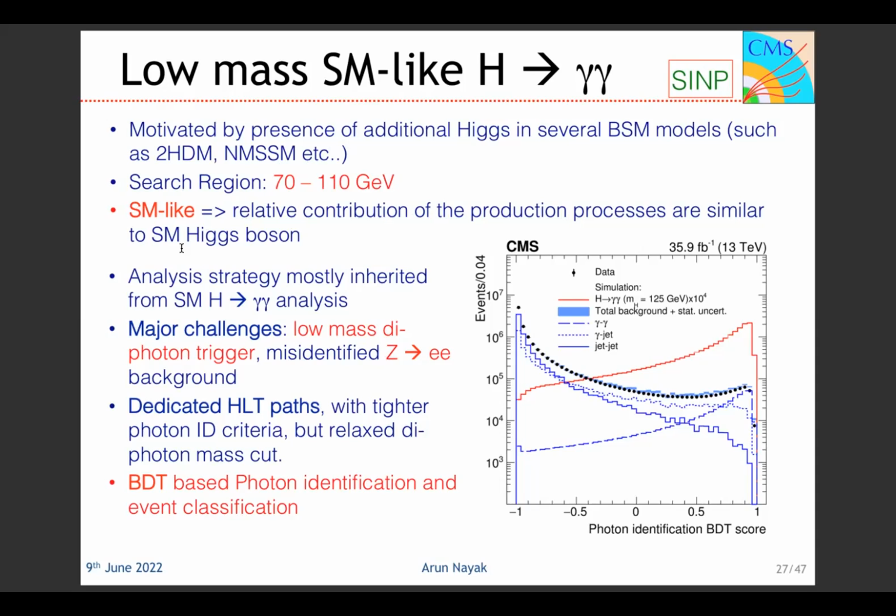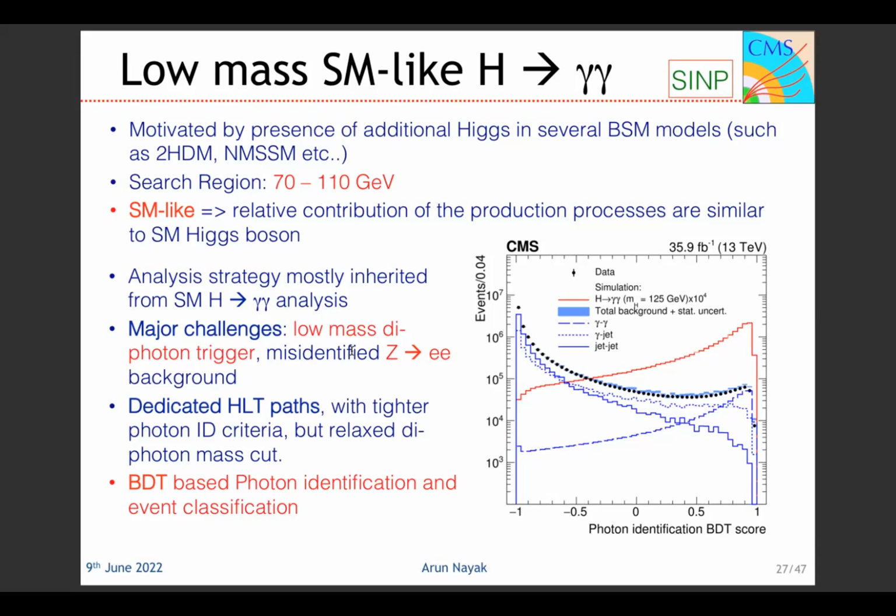The analysis strategy is very similar to the standard model Higgs to gamma gamma analysis, but there are two major challenges in this case. First of all, you have to trigger the event with a mass of 70 GeV. Typically for the standard model analysis, the trigger threshold on the diphoton trigger is much higher, but here it is difficult to do that. So you have to lower the mass range, so you have to lower the pT. That was the challenge.